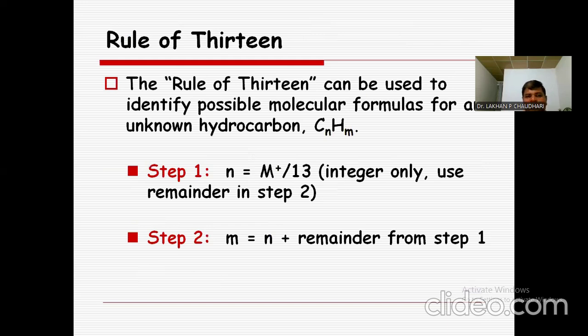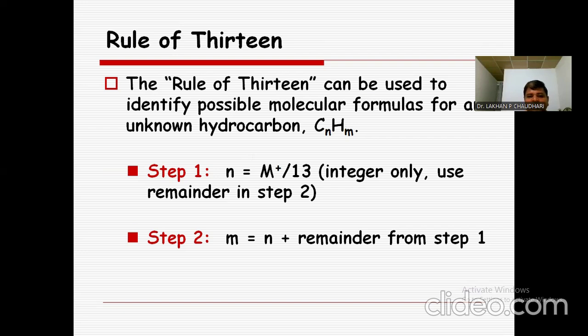Today we are going to learn an important rule in mass spectrometry, that is the rule of 13. The rule of 13 can be used to identify the possible molecular formula of an unknown hydrocarbon. The formula is given as CnHm, where C and H are carbon and hydrogen, and n and m are values we have to determine: n is the number of carbon atoms, and m will be the number of hydrogen atoms. We can do this with the help of a simple example.